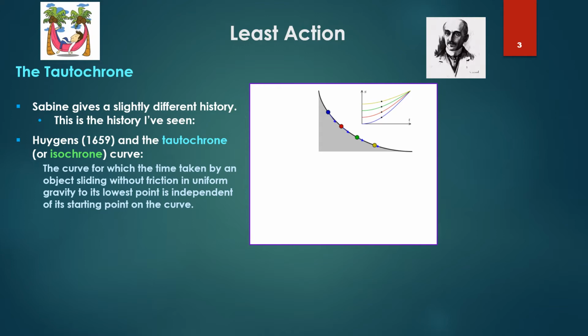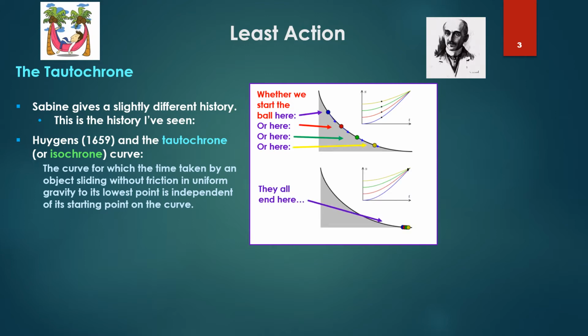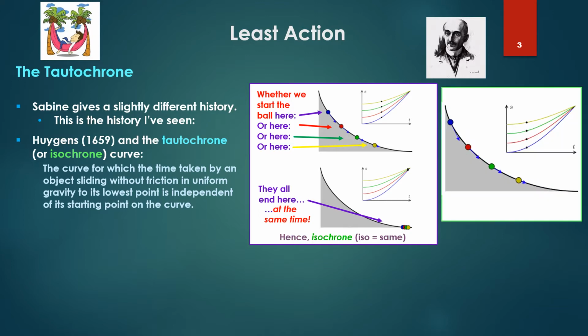So we've got our little balls going down the curve there. And here's the deal. Whether we start the ball here, or here, or here, or here, they all end up here at the same time. Here's a picture of it all sliding down. Notice they all hit the same place at the same time. The curves at the top there are the acceleration curves. So obviously the blue ball has the sharpest acceleration curve, the yellow the slowest.